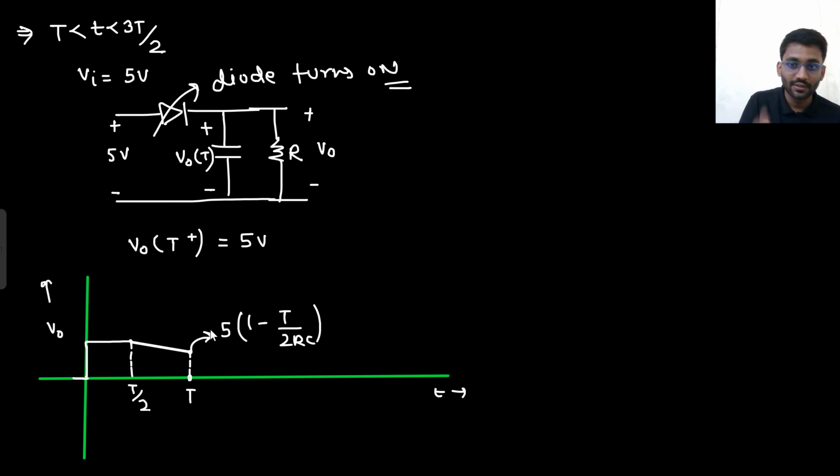The diode turns on. So let's forget about this value. Again it will rise to 5 volt.